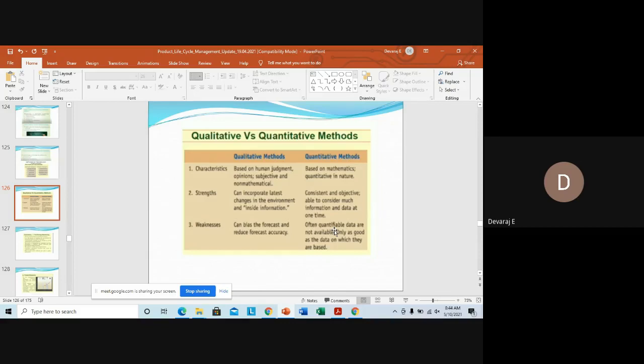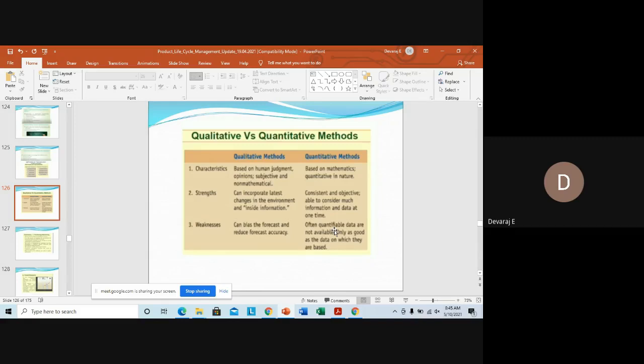Same as in the quantitative method, this depends upon mathematics. So only they will use pure mathematics to solve any problem. For example, if you take a simple mechanics problem, a step bar or whatever you want, and you want to find out if you apply this much load to the structure, whether it is safe or not.